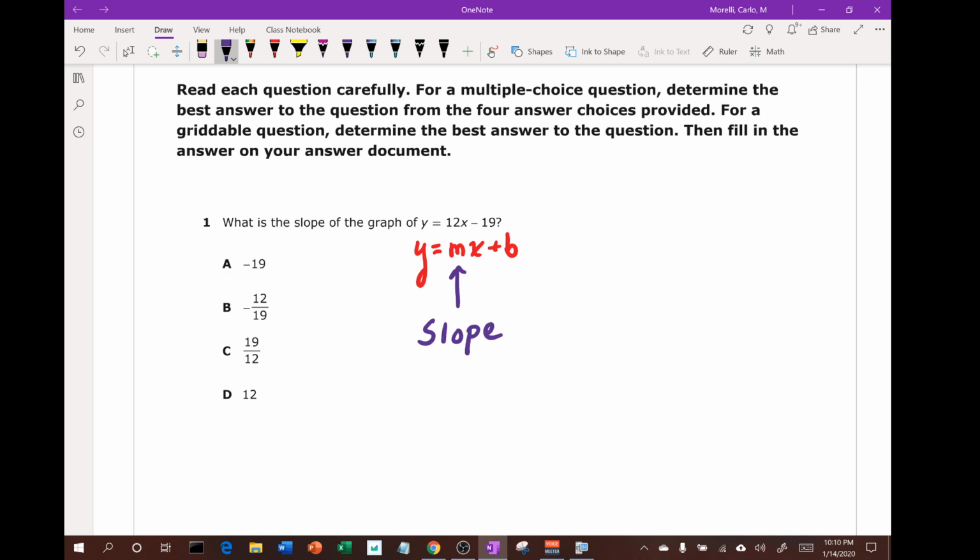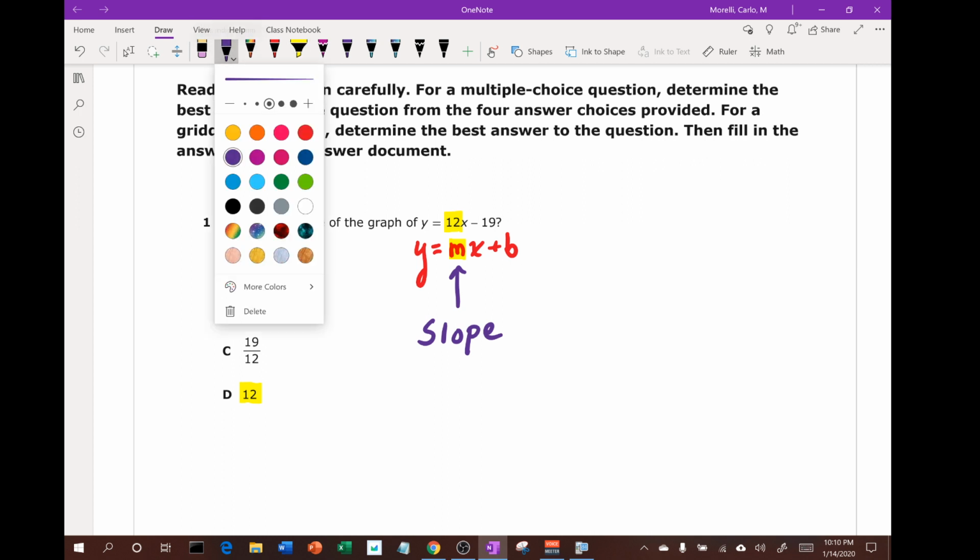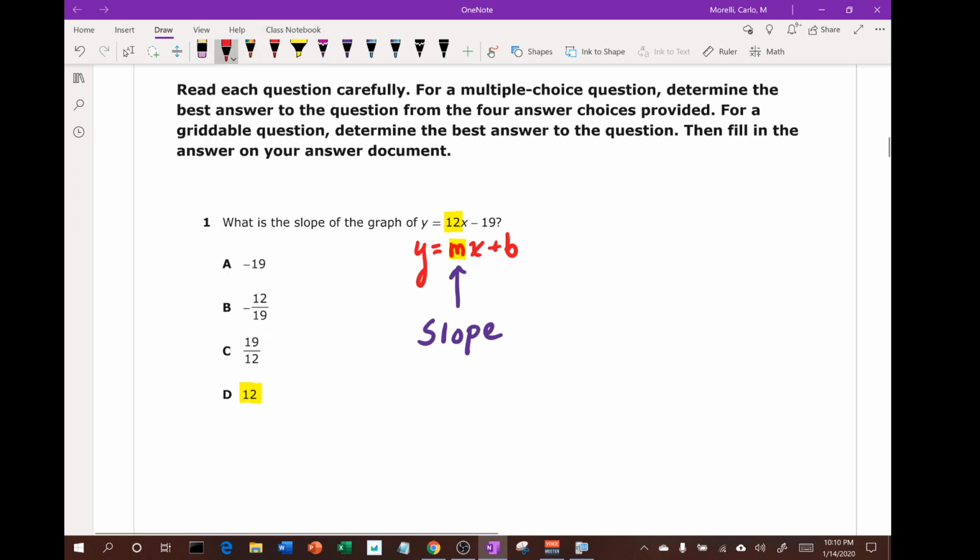So in this case, the slope is this number right here, 12, m. Okay, so m is 12, so the slope is 12. And we see that answer choice right here. So the correct answer choice for number 1 would be D.